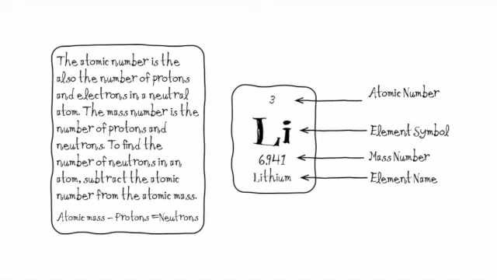The atomic number is also the number of protons and electrons in a neutral atom. The mass number is the number of protons and neutrons added together. To find the number of neutrons in an atom, subtract the atomic number from the atomic mass. So atomic mass minus protons equals neutrons.